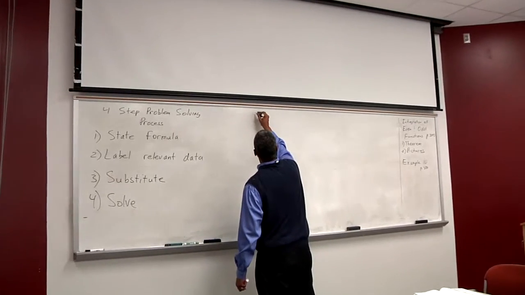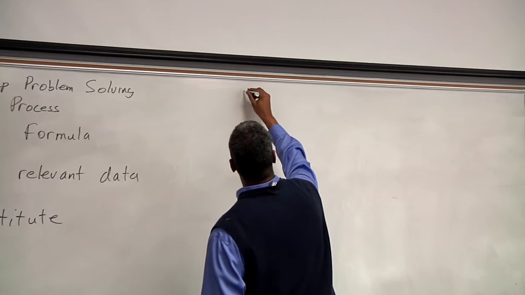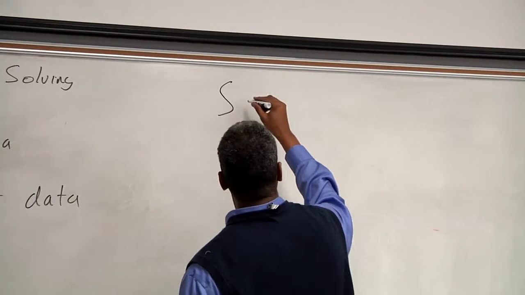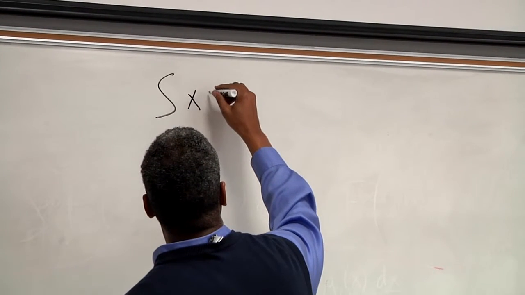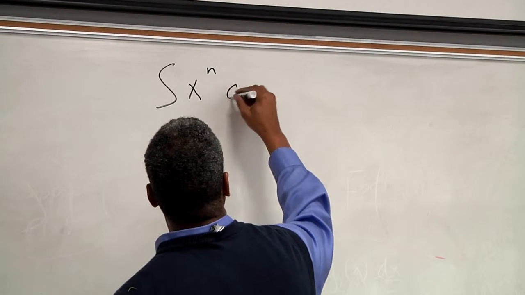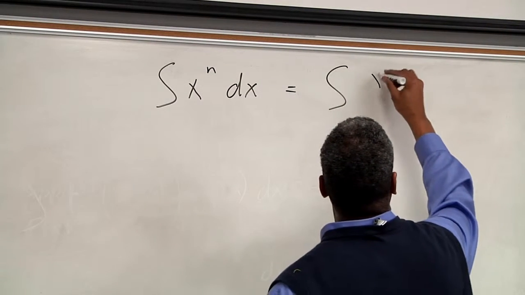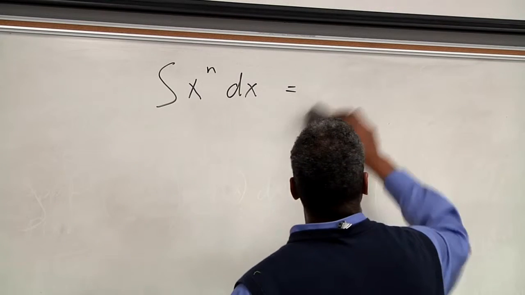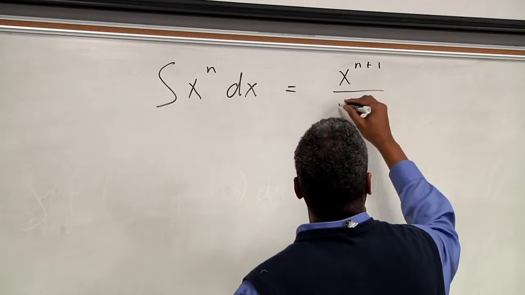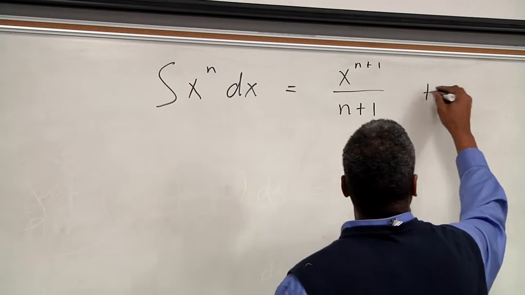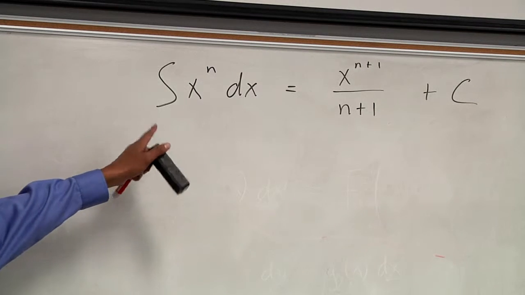So the general power rule integration I told you to write down looks like this. Well, first of all, let's do the specific one. The integral of x to the n dx equals, I'm sorry, it should not be an integral there, equals x to the n plus 1 over n plus 1, plus a constant. Okay, so that's what you learned a couple of weeks ago.